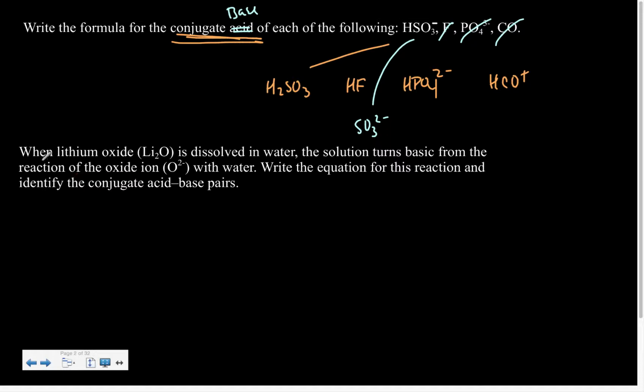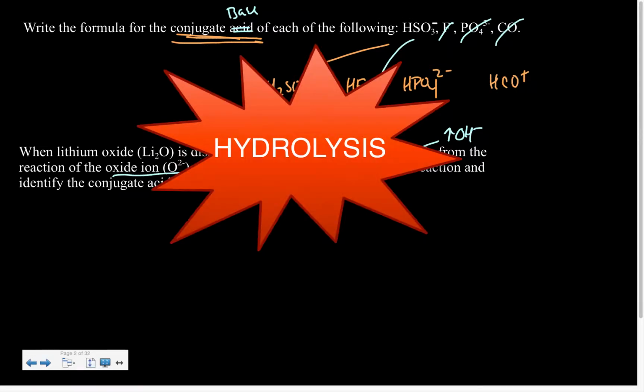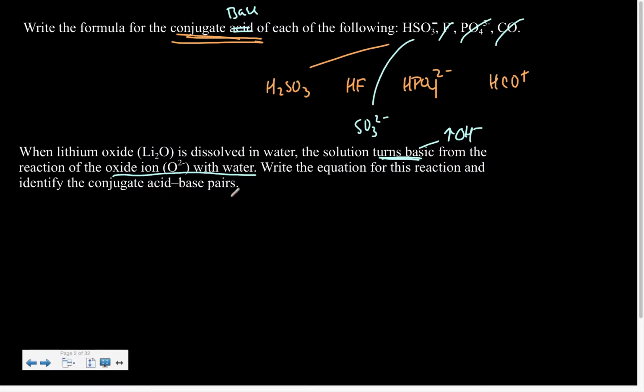All right. Next up, when lithium oxide is dissolved in water, the solution turns basic. If it turns basic, that means we have increased the amount of hydroxide. So we have our lithium oxide ion with water. Do be mindful anytime we're talking about something reacting with water, that's also known as a hydrolysis, okay? When something reacts with water to make something new on the other side, that's referred to as a hydrolysis, okay?